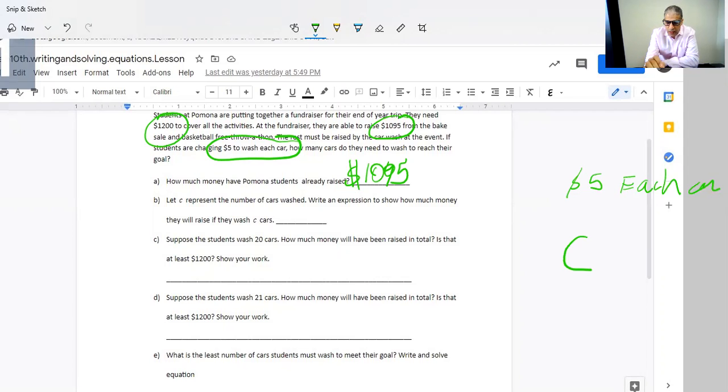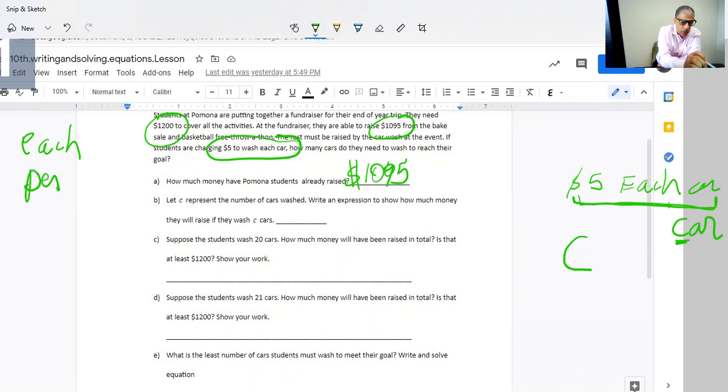Okay, so we're gonna translate this into an expression, into algebra. $5 each car, and then we're gonna use C for cars. The first letter of the word is C. So if we're charging $5 each car, remember those two words, each and per, we use multiplication, right? So $5 each car, and using C to represent the car. So we put the 5 and the C together, and the expression will be 5 times C. So each means multiply. So the expression is 5C, or 5 times C.